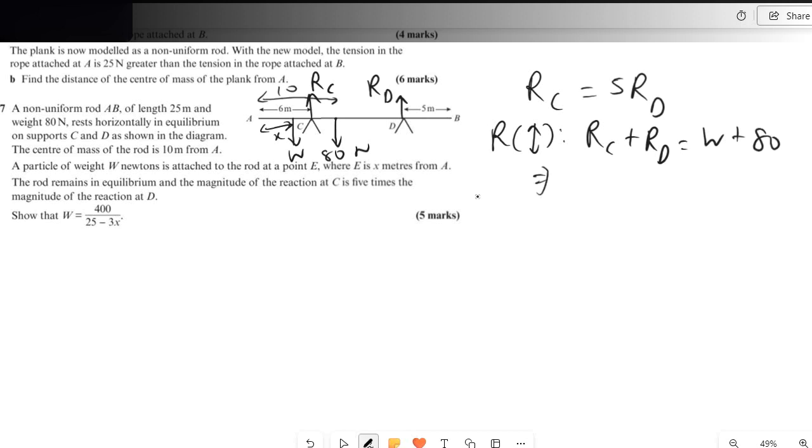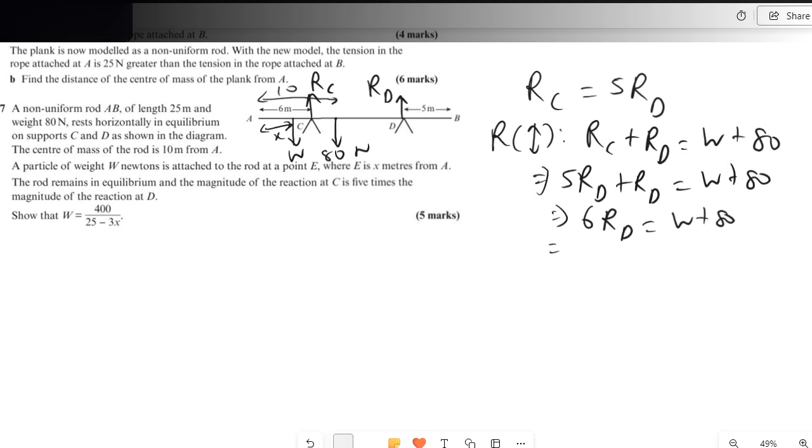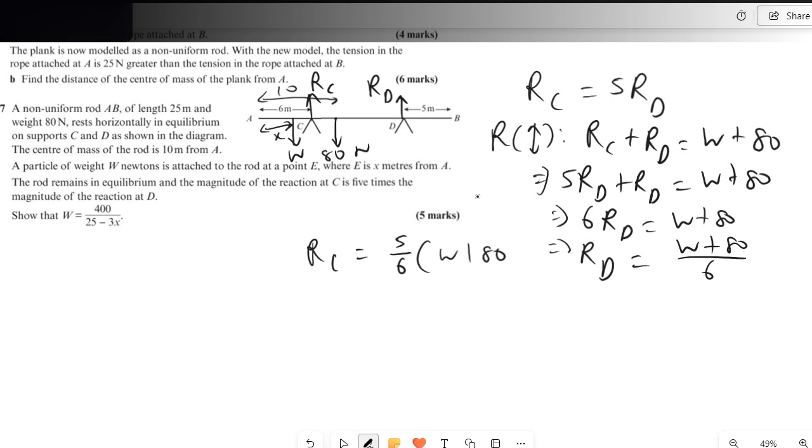Now we can substitute the expression for RC equals 5RD and write 5RD plus RD is equal to W plus 80. Therefore 6RD is equal to W plus 80, and so RD is equal to W plus 80 whole divided by 6. And similarly we can create an expression for RC, which is going to be 5 times of that. So it's going to be 5 divided by 6 whole multiplied with W plus 80.